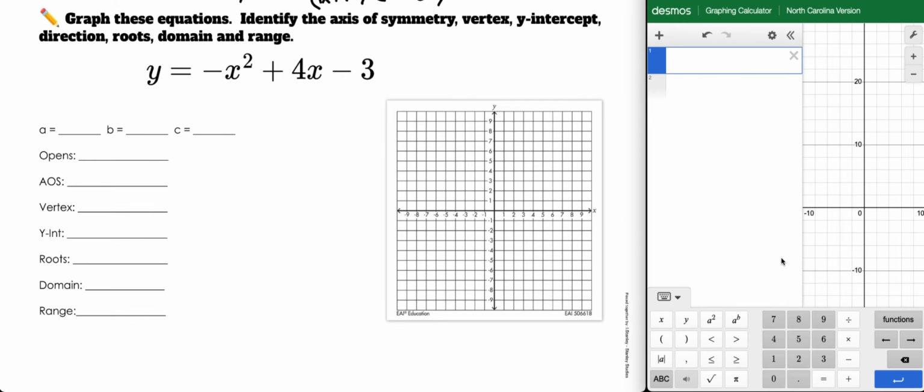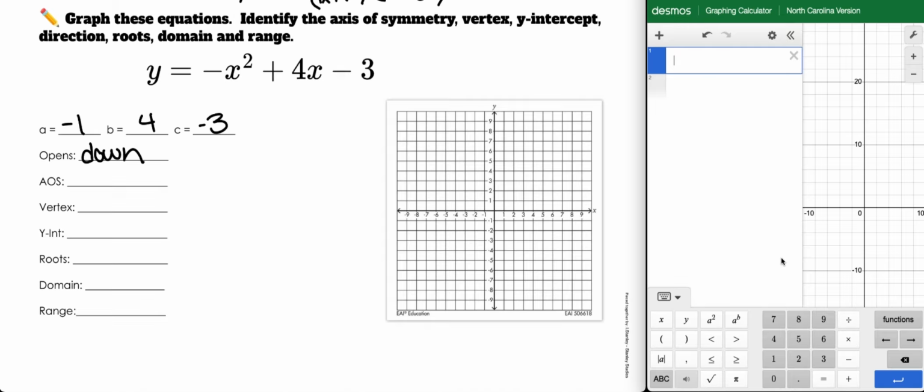Our A this time is -1. Our B is 4. And our C is -3. Now direction, or which way it opens, is based off the A value. And this one is a -1. So that means this one opens down.